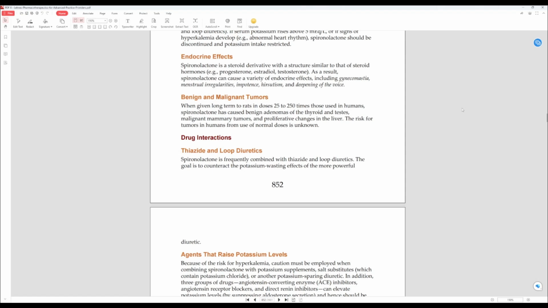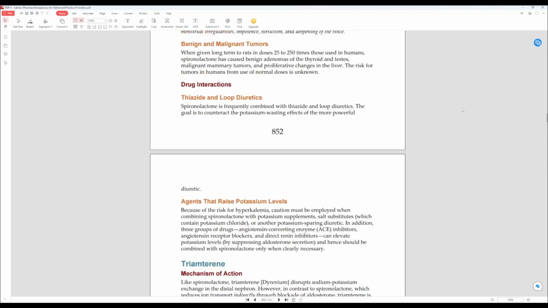Benign and malignant tumors are also associated, again in rats. In doses 25 to 250 times those used in humans, Aldactone may cause benign adenomas of the thyroid and testes, malignant mammary tumors, and a proliferative change in the liver. The risk for having a tumor in humans from use of normal dosage, however, is considered unknown and considered low.